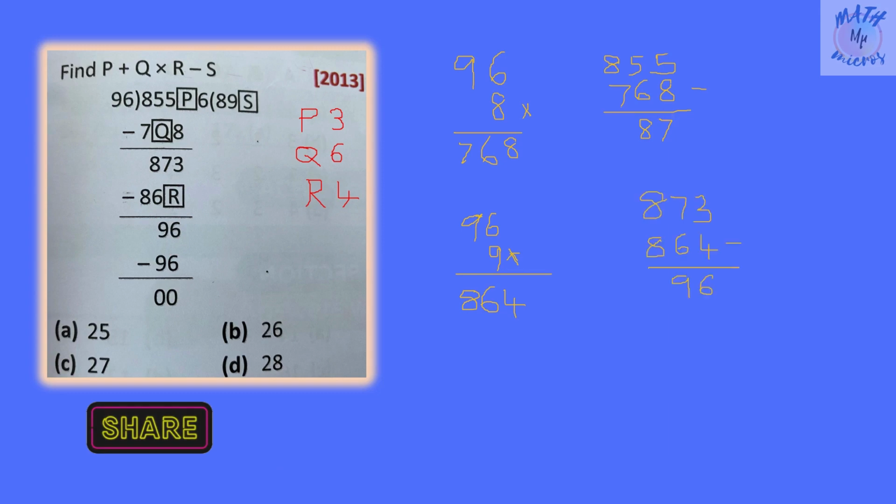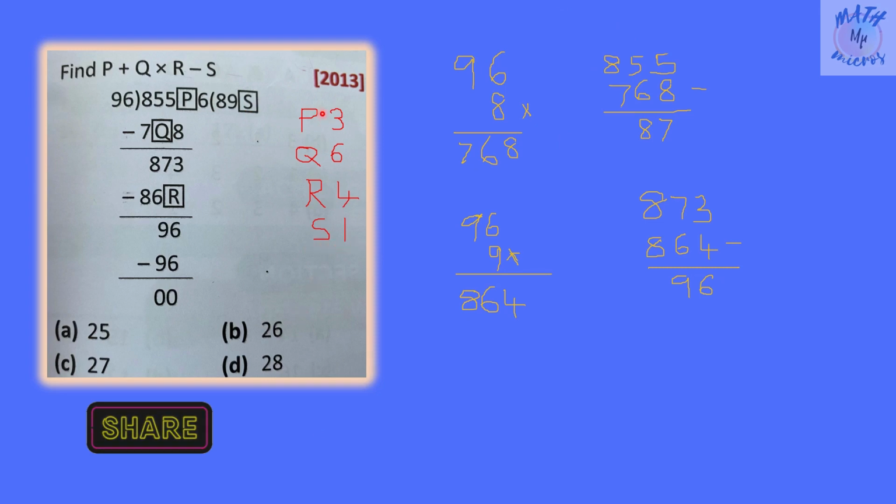Alright, now here I have subtracted 873 by 864, and I get the answer 96, which is the same as found in the question. So now how we get to this part is, when we multiply 96 by some number, you get 96. That number should be, of course, 1. Which means S, the unknown here in the answer, is 1. So this is what I have represented: S is equal to 1.